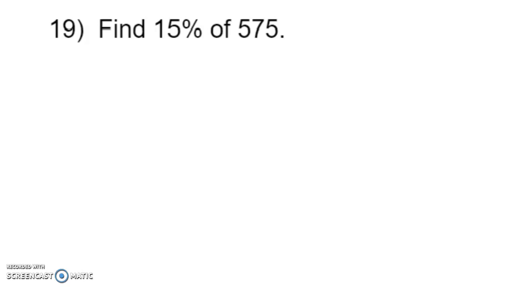Find 15% of 575. So we're going to go ahead and turn our percent into a decimal, and we're going to move that decimal place 2 spots to the left. And I'm going to have 0.15. "Of" means multiply, so that's 575. Now I'm going to do that on the side.